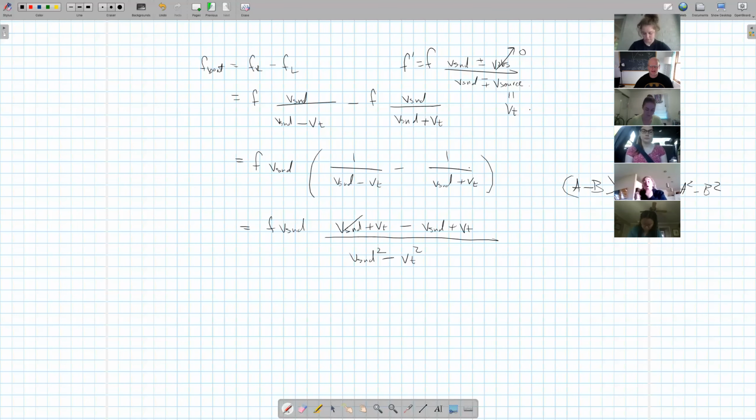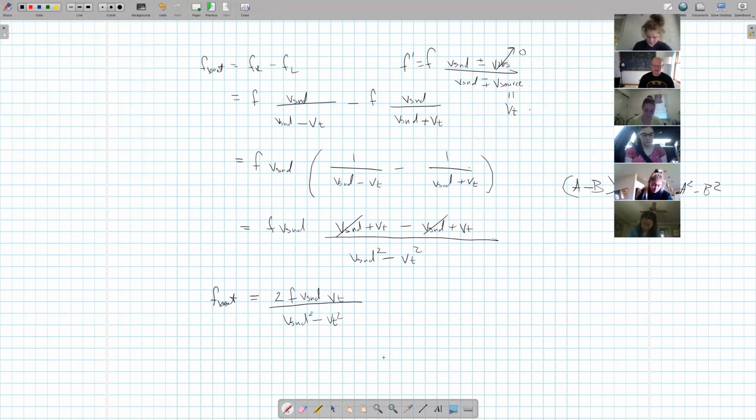So here we notice that speed of sound is going to cancel because this one is positive, this one is negative. So this just becomes twice the speed of the truck. So finally we're going to get that this is twice the frequency times the speed of sound times the speed of the truck, all divided by the speed of sound squared minus the speed of the truck squared. And again, all that's equal to f beat.